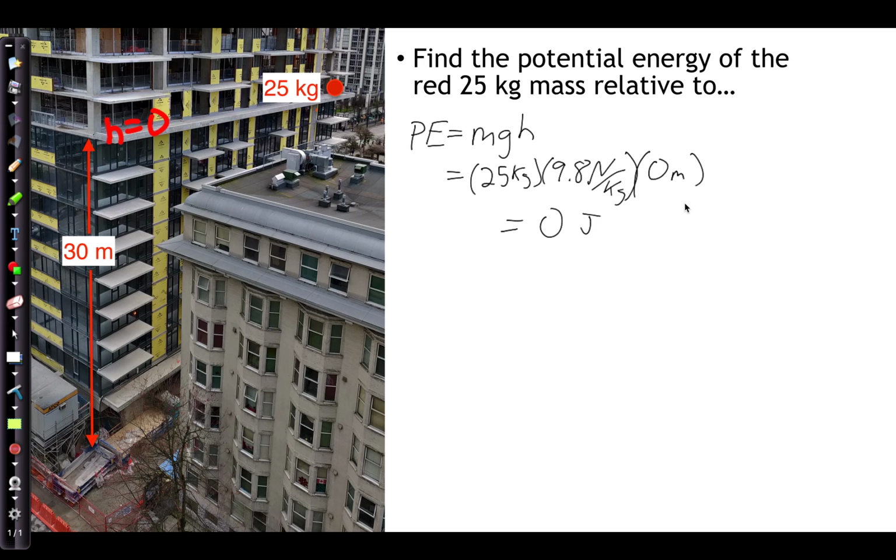So one thing you might be considering here, I've located the reference height at 2 different places. And I might ask the question, did the choice of your h equals 0 actually change the object? Did it give it more energy or less energy? Maybe think about that. So now let's try something else here.